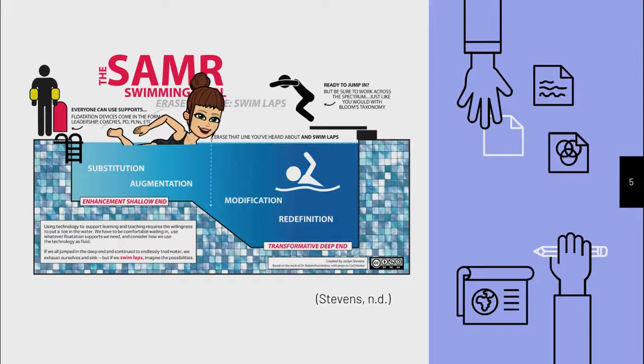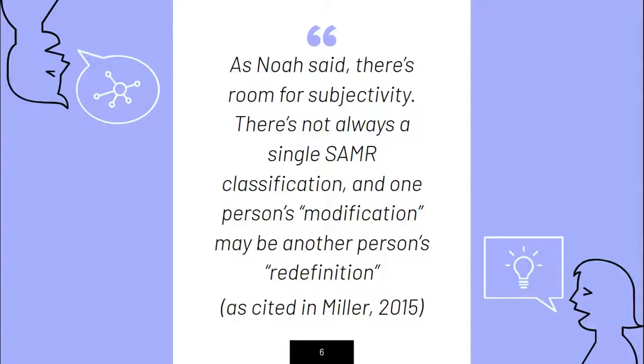As Noah said, there's room for subjectivity. There's not always a single SAMR classification, and one person's modification can be another person's redefinition. And that was from the Miller article. And I believe that. So when I go through these activities I do in class, I hope you understand this is my interpretation and that other people could be subjective and say, ooh, that's not quite that.